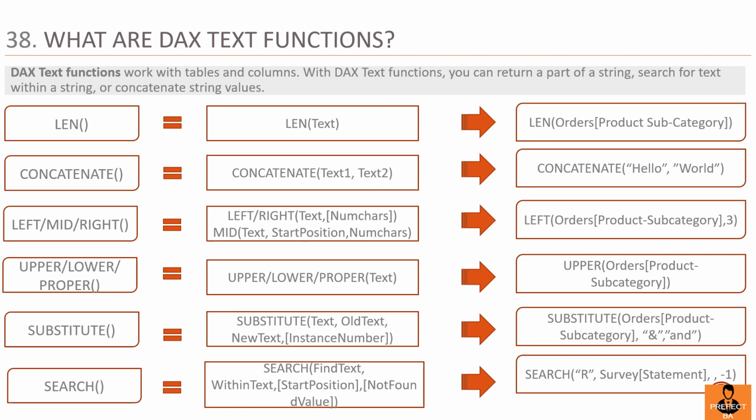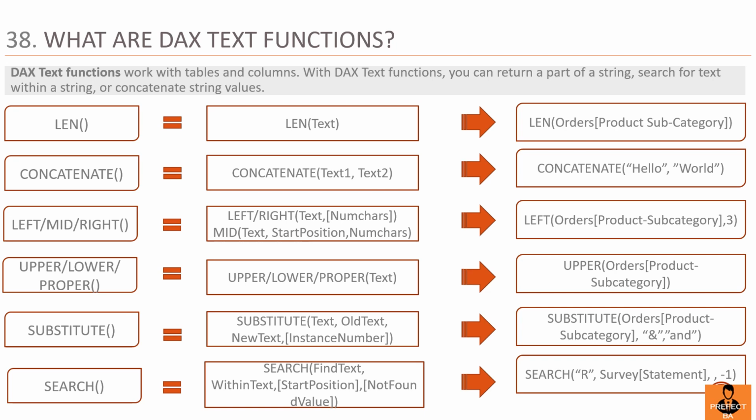DAX text functions work with tables and columns. With DAX text functions, you can return a part of a string, search for a text within a string, or concatenate string values. LEN function returns the number of characters in a string. In the example, the output would be the length of characters of product subcategory, like if the product subcategory is tables, then the output would be 6.